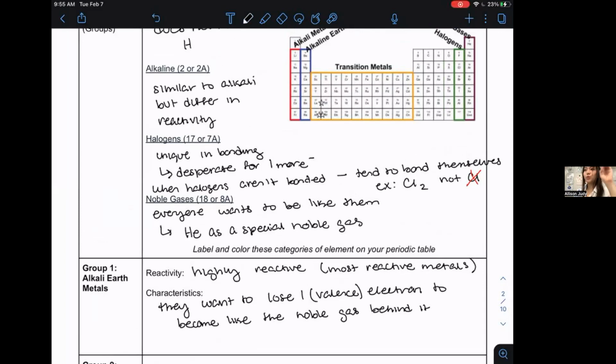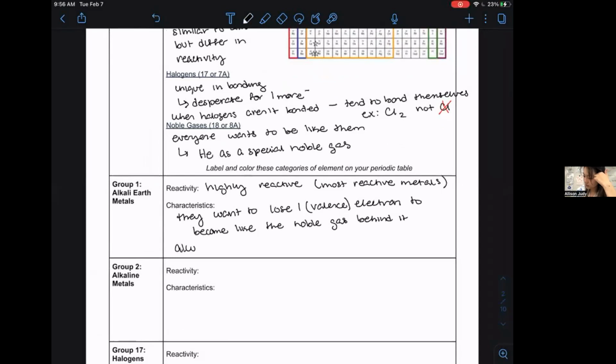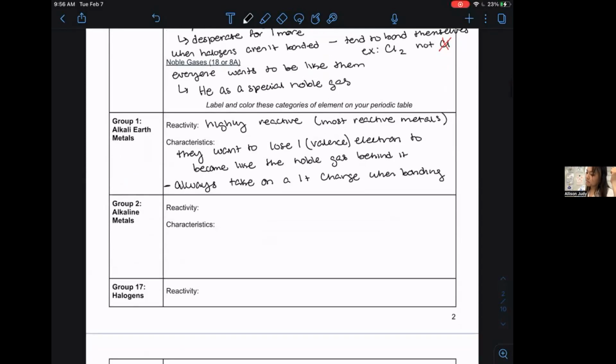Now, do we ever mess with proton number? No. So for lithium to stay lithium, we don't mess with the proton number, but we can mess with the electrons. It's called taking on a charge. So what we say is alkali metals always take on a 1+ charge when bonding. And of course it's a metal, so all those things that we've talked about metals in general still apply to it. Now we're just getting into another layer of specificity.